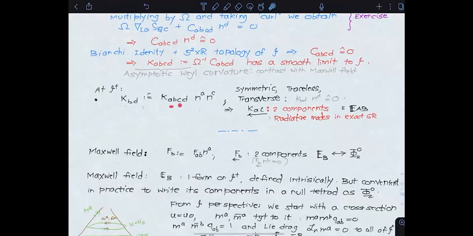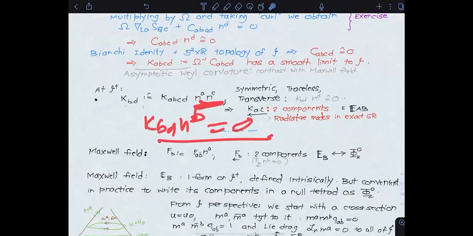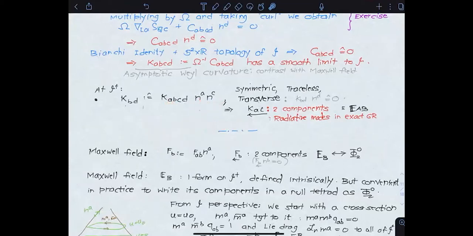Now, this object is symmetric because of the symmetry of the Weyl tensor, and I'm plugging in n and n. I'm symmetrizing on A and C. That makes it symmetric in B and D. So it is symmetric. It is transverse in the sense that if I take K_bd times n^d, or n^b, I get 0, because I already have AC, and the Weyl tensor is antisymmetric in AB and CD. Therefore, this is 0. So it is transverse. It's symmetric and it's traceless, because the Weyl tensor is traceless. And therefore, if I take g^ab times K_ab, I will just get 0.